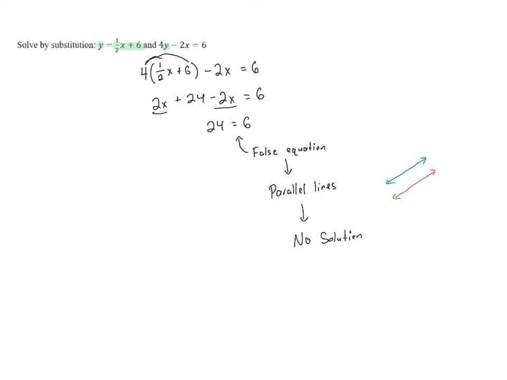And that's the conclusion we're going to draw here. But instead of going through all of the steps of graphing them, we're going to recognize that when we're using substitution, if you ever end up with a false equation where the variable goes away, and you've got something like 24 equals 6, or 2 equals 3, or 0 equals 8, that corresponds to the situation where they're parallel, and in that case, we're just going to say there is no solution.